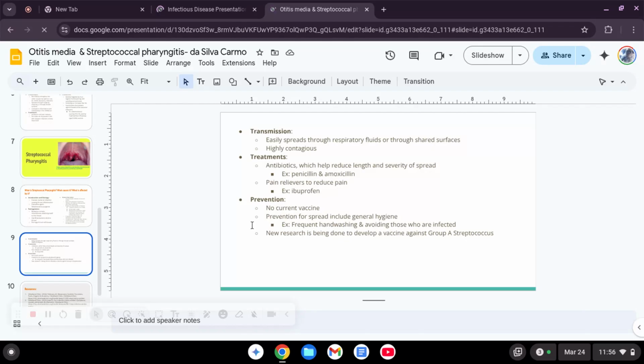And prevention: there's no current vaccine available for strep throat, but researchers are working on it. You can stop the spread of this bacteria by frequently washing your hands, avoiding contact with an infected individual who is coughing, sneezing, or touching their mouth, and not sharing utensils, drinks, or toothbrushes that allow the bacteria to spread.